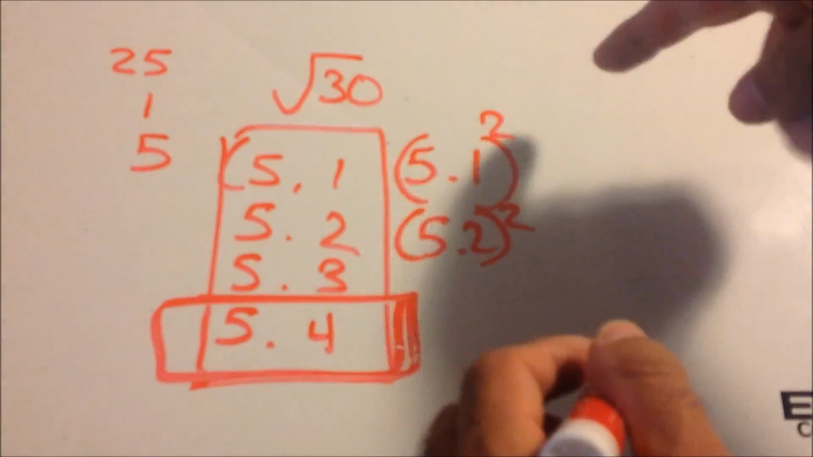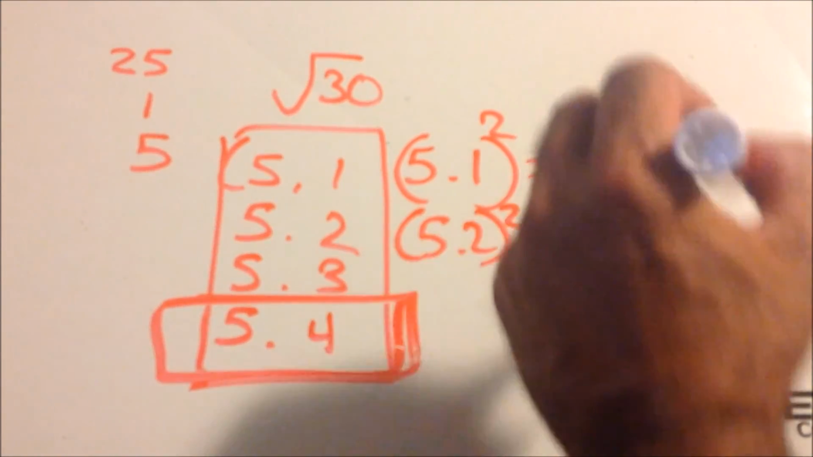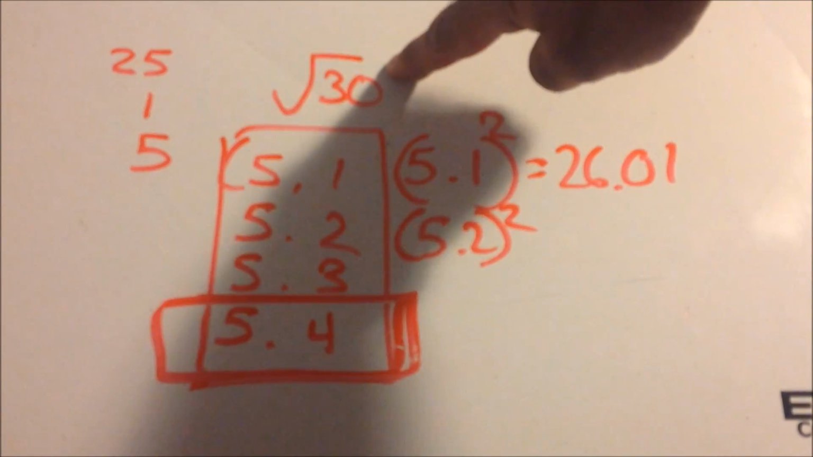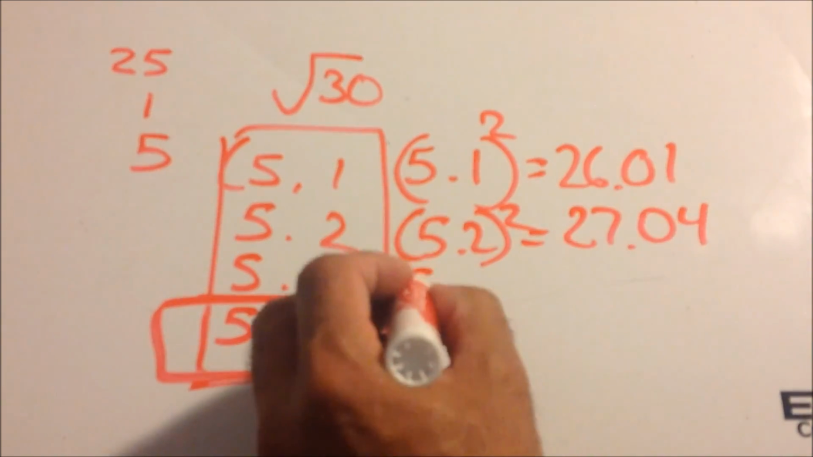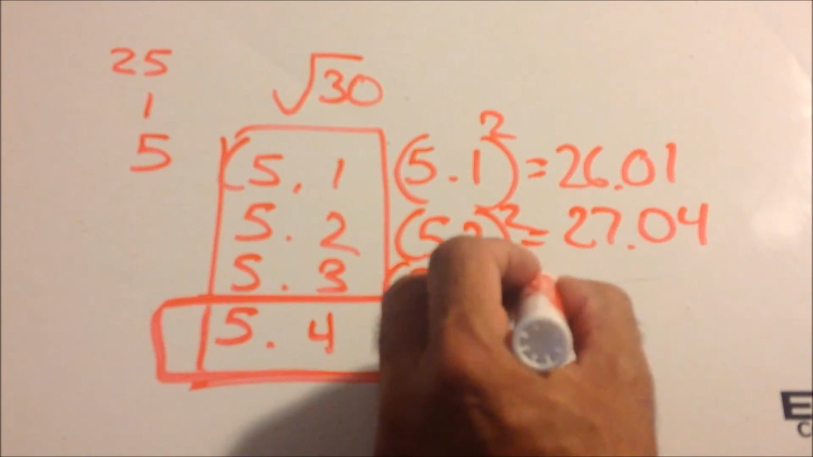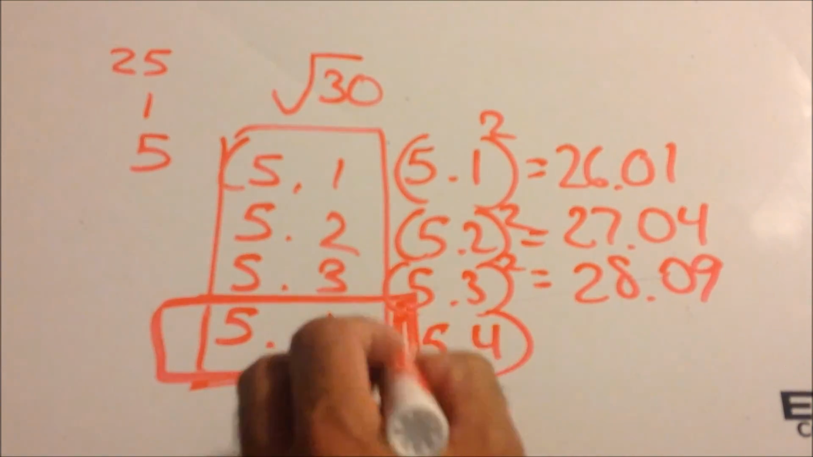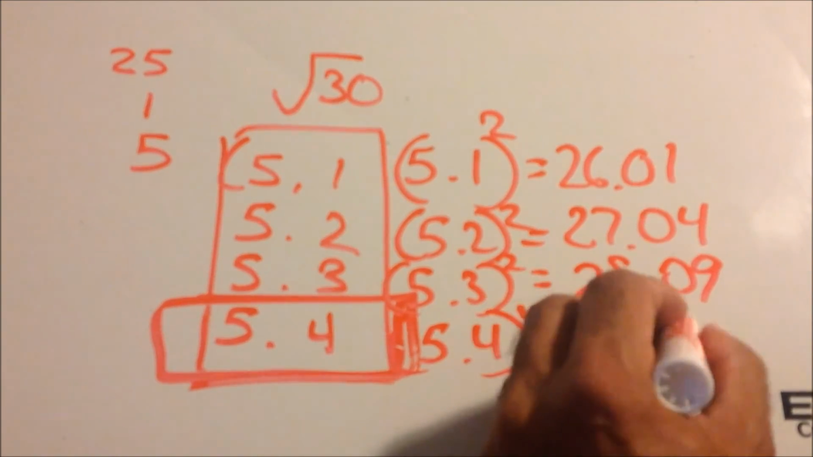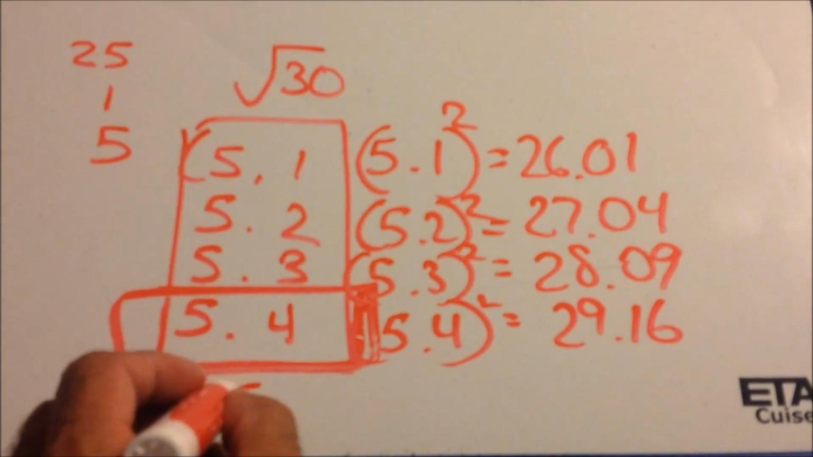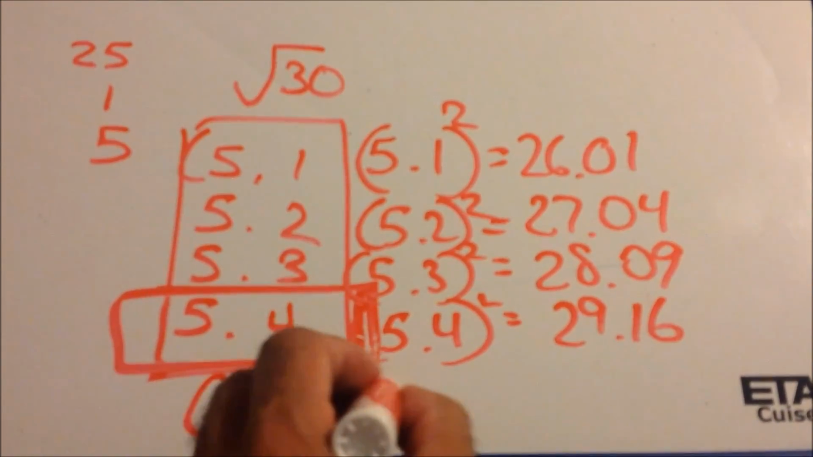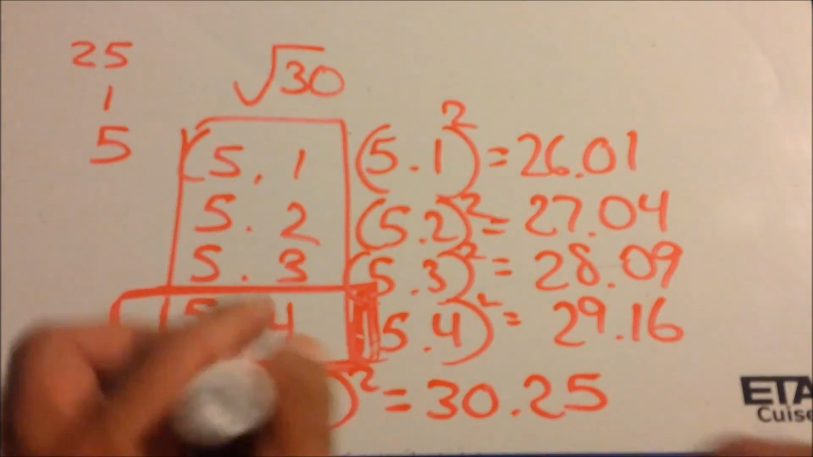With 5.1 squared, you can use a calculator or just multiply, and you'll get something like 26.01. Well, I'm trying to get near 30. And 5.2 squared is 27.04. Then we can do 5.3 squared, and we'll get something like 28.09. At 5.4 squared, we'll get 29.16. Very close. You can see that. Now, what if we did 5.5 squared? 5.5 squared is too much. It's 30.25. So we can see that we did a pretty good estimate with 5.4.